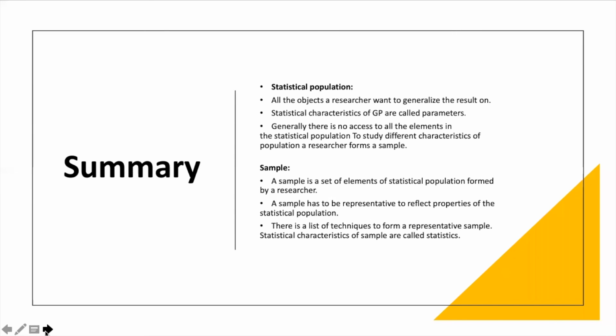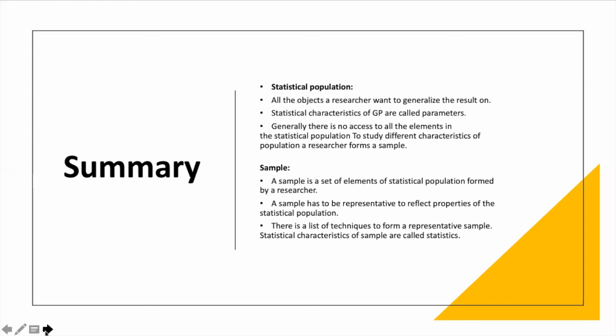Now let's look at the summary. The statistical population. What can we say about it? All the objects a researcher wants to generalize the results on. Statistical characteristics of the population are called parameters. Generally, there is no access to all the elements in the statistical population. To study different characteristics of the population, a researcher forms a sample.